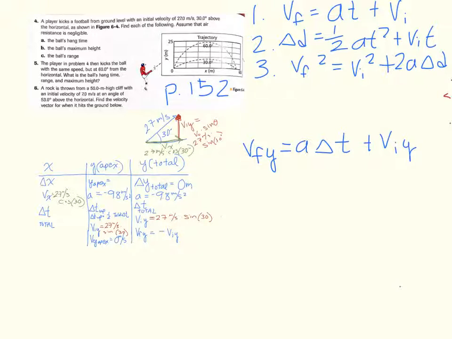Well, I'm going to go ahead and plug in for my y final. I'm going to substitute this piece of information for my final y velocity. I'm going to change it so that it's negative initial y velocity. So if I do that, that's going to be negative v_iy is equal to acceleration times my change in time plus my initial velocity in the y direction. All right, now I need to solve for time. The first thing that I need to do is subtract initial velocity in the y direction over.